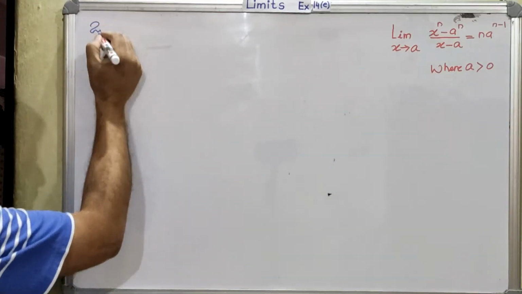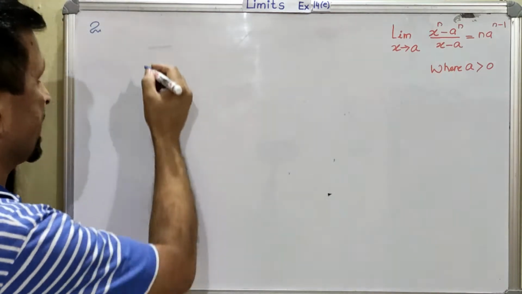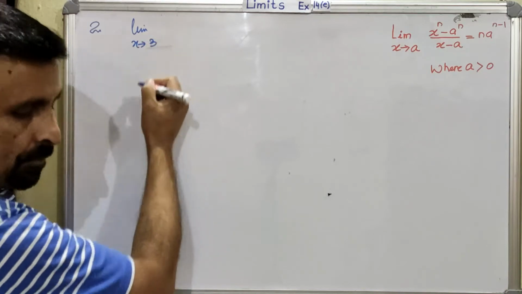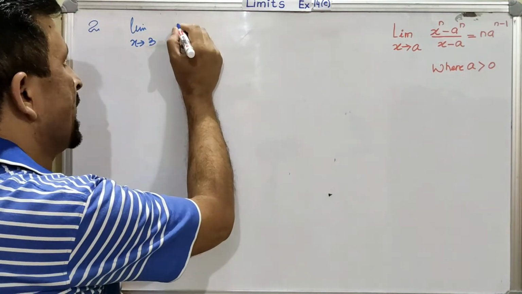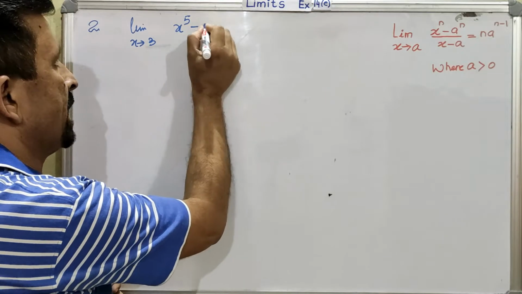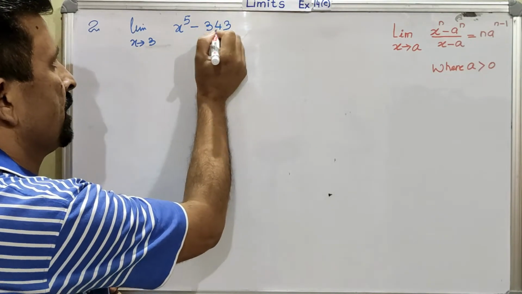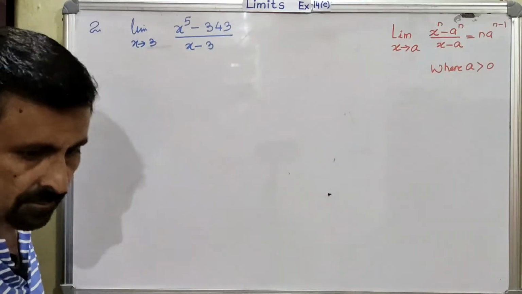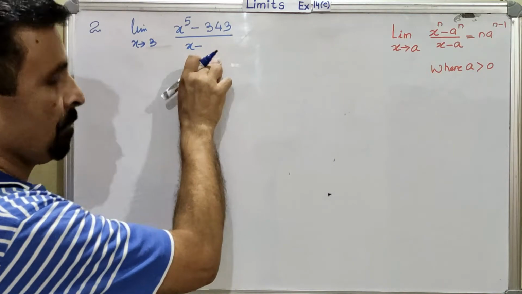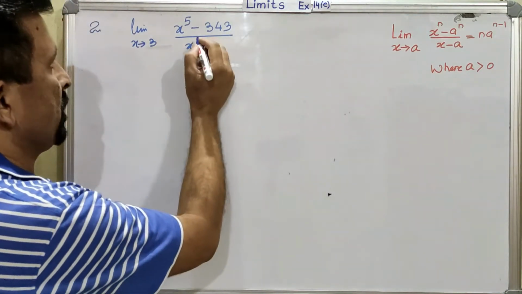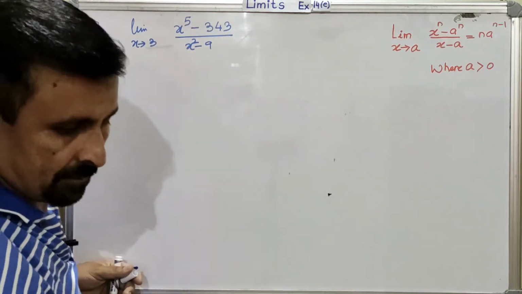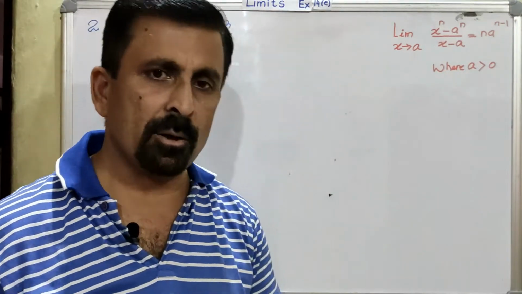So I am going to take the first question. Question number 2. This question number 2 is limit x tending to 3, 5 to the x to the power 5 minus 343 divided by x minus 3, x square minus 9. Is it okay?